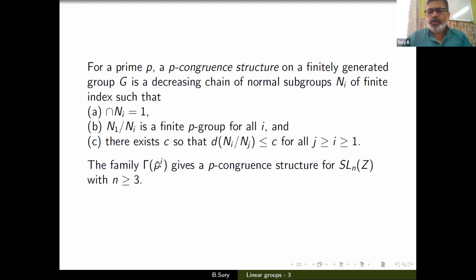These are sometimes called congruence conditions because the kernel consists of matrices that are congruent to the identity matrix modulo P^i. When you subtract the identity matrix from a matrix in this kernel, all the entries are P^i times something. That's why it's called a congruence. So this is a natural example of a P-congruent structure on SL_n(Z). We have defined for a general group what is meant by a P-congruent structure, and I'm giving a natural example. In some sense, this is crystallized out of such a concrete example. So this is the abstract definition.